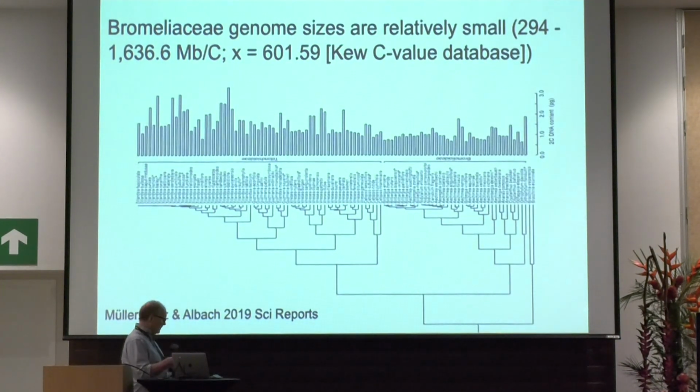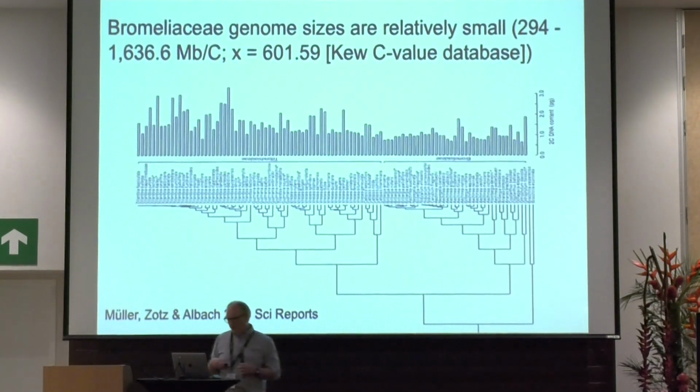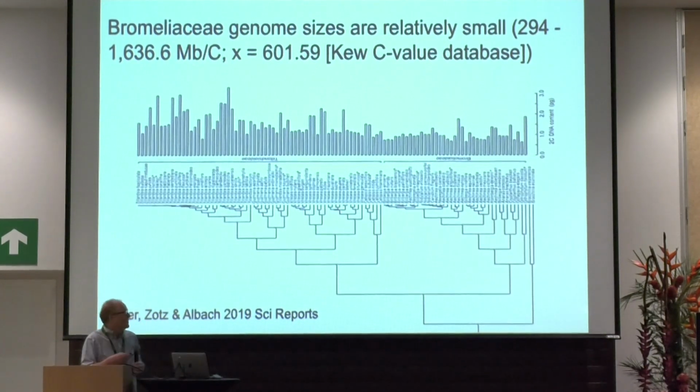So a couple things here. There's some genome size variation in the family. For instance, Tillandsioids tend to have slightly larger genome sizes than most of the rest of the Bromeliaceae. But generally, the Bromeliaceae has comparatively small genomes relative to many other families of angiosperms and monocots in particular.